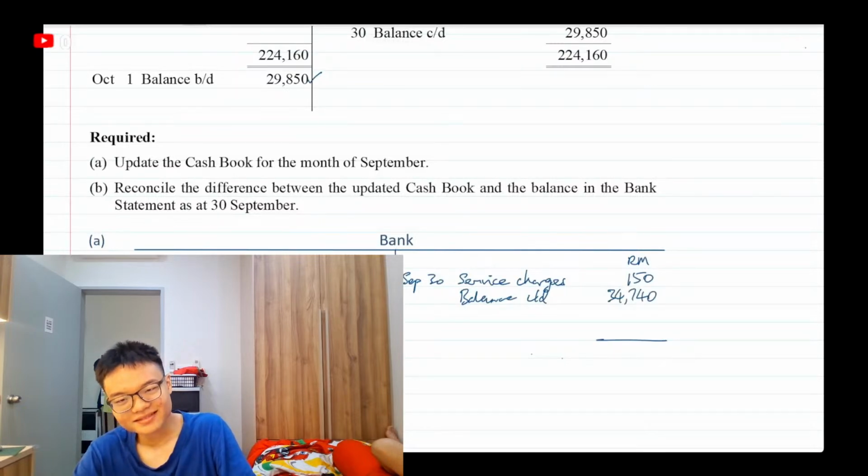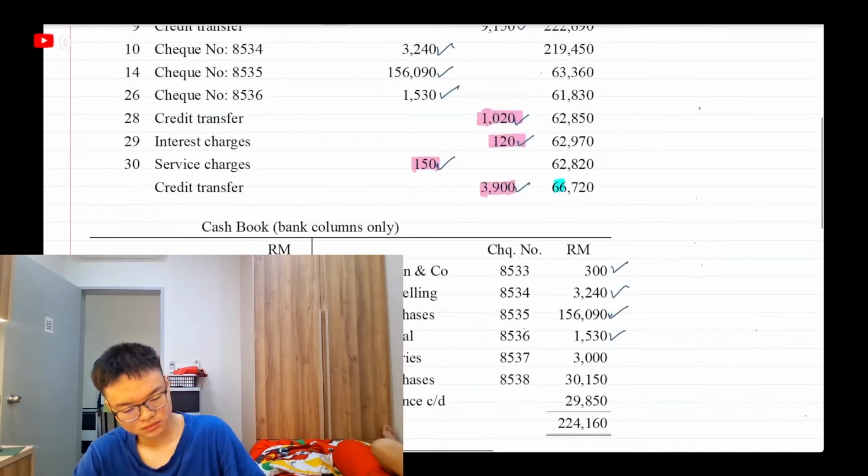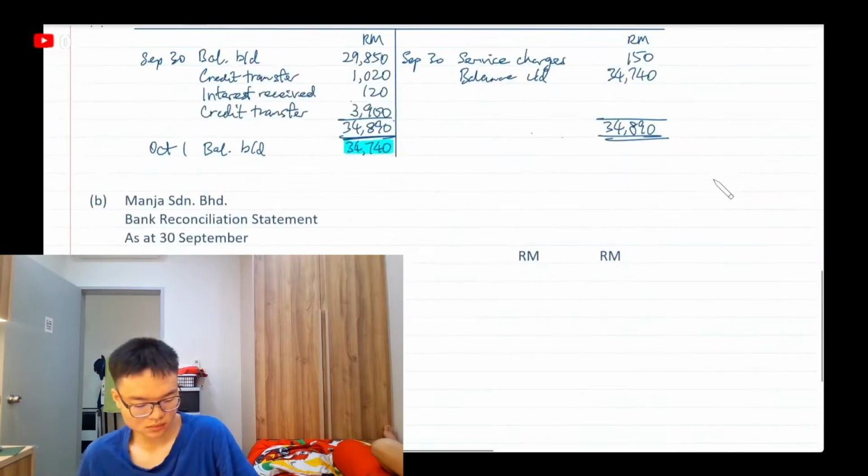Balance of the account again. So bring down the balance to October. So you compare this balance, 34,740 ringgit, with the bank statement balance. They're different. So now we prepare the bank reconciliation statement to account for the difference. This is a credit balance in the bank statement.